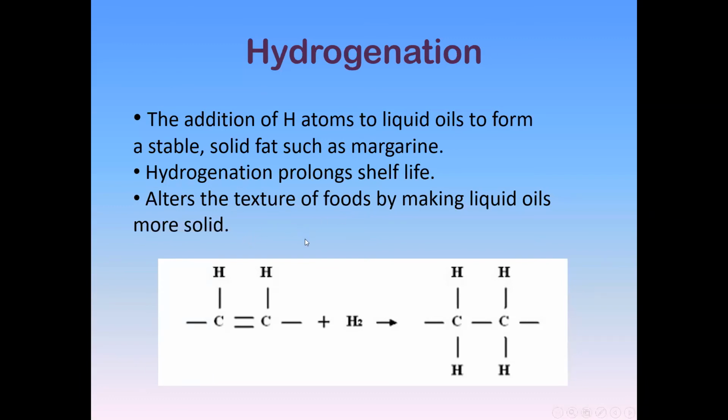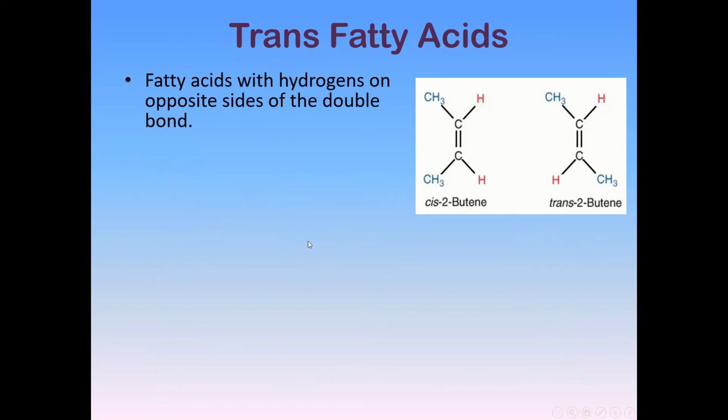And also during hydrogenation, the structure of the fat differs. So as you can see here, the normal structure is cis-2-butene, where the hydrogen atoms are on the same side of the carbon atoms, while after hydrogenation, some unsaturated fatty acids will become switched. So this is called trans fatty acids.